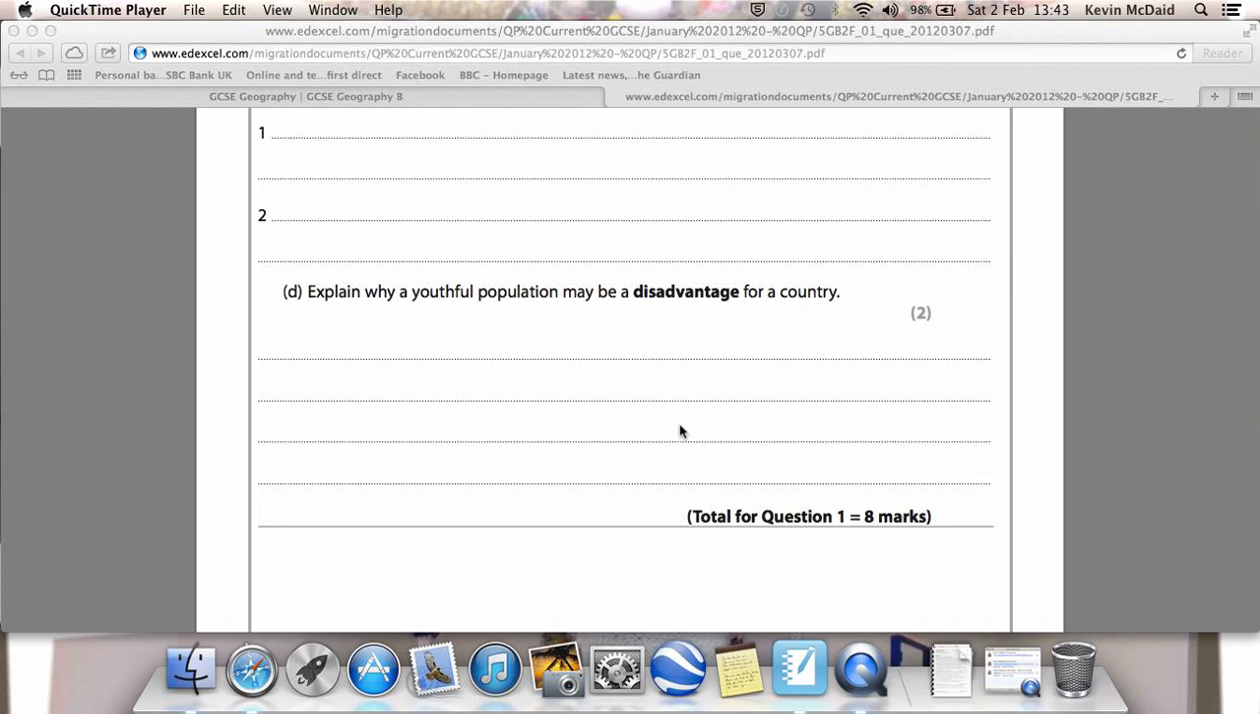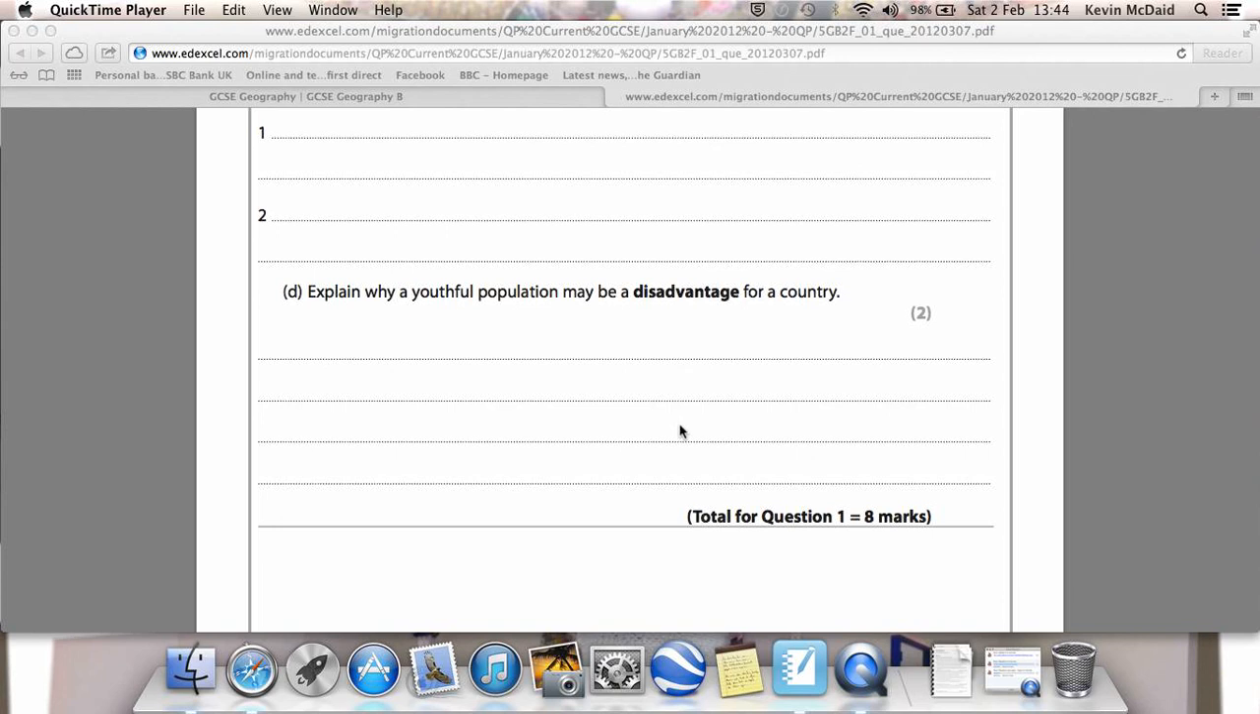Final 2 marks: explain why a youthful population may be a disadvantage for a country. The example we looked at here was Mexico. Now, this does ask you to explain. It's not saying describe. So if a question has the word explain in it, then you need to use the word because. So, a youthful population may be a disadvantage for a country because... And this is 2 marks.